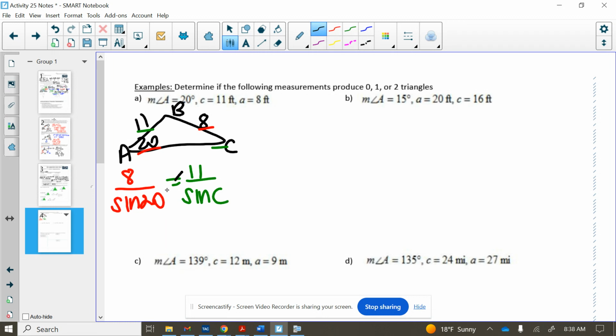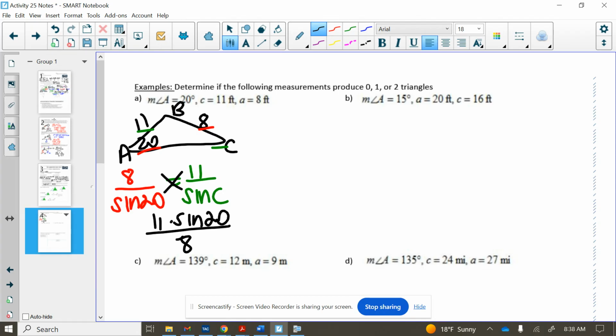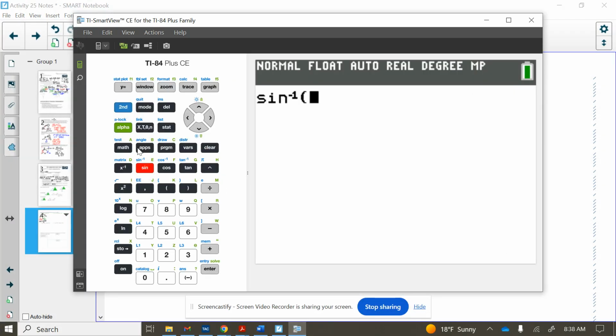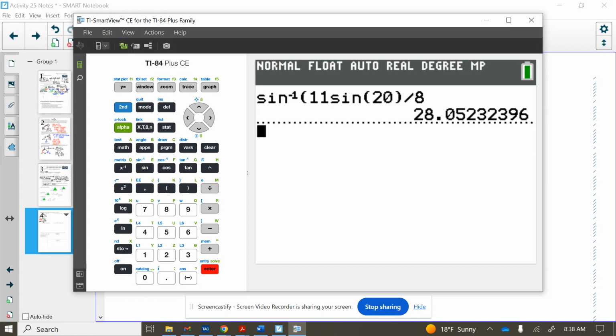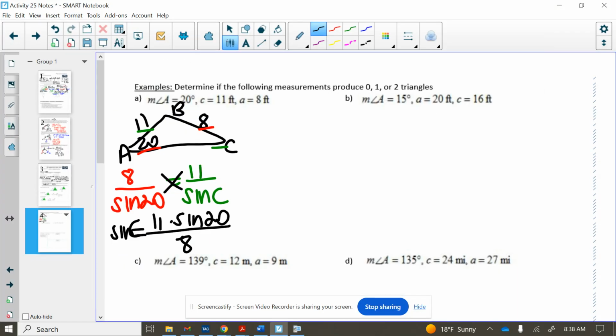So when we cross multiply and solve, we end up taking 11 times the sine of 20, and then we also know that if we divide by that 8, sine of C would end up by itself, right? So we have sine of C equal to this. So we know that if we take sine inverse, we would actually get that angle measure. So 11 times the sine of 20, and then make sure we close that parentheses, divide by 8. We end up with about 28.1 as our potential angle C.